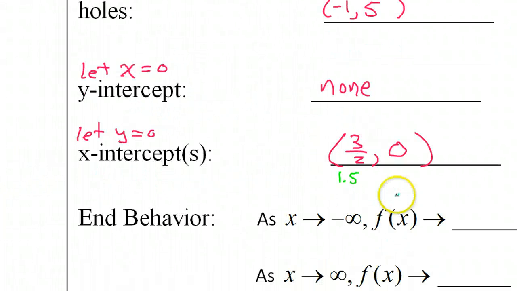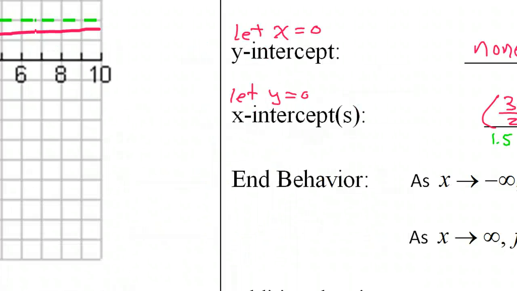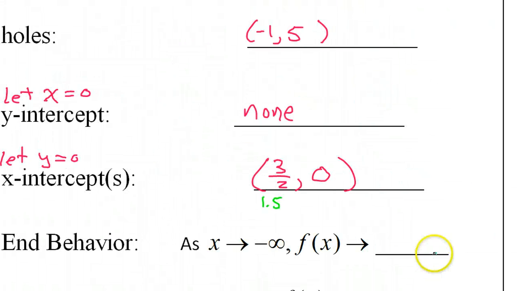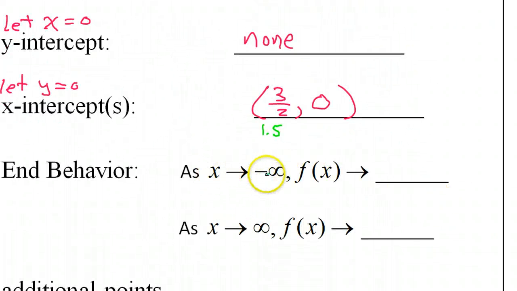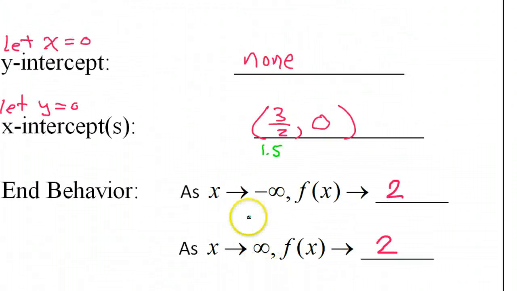Okay, what's next? End behavior. On the left, the graph is approaching the asymptote of 2. On the right, the graph is also approaching the asymptote of 2. So as x approaches -infinity, the function approaches 2. As x approaches +infinity, the function approaches 2. Okay, we got all our points covered.